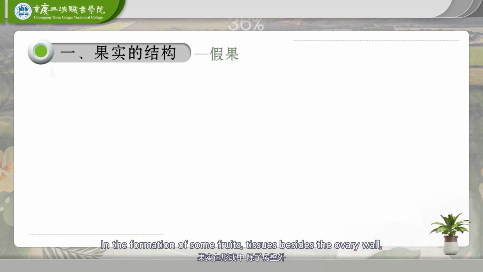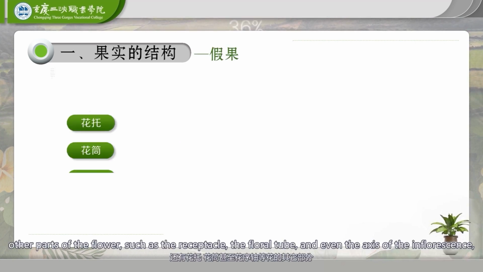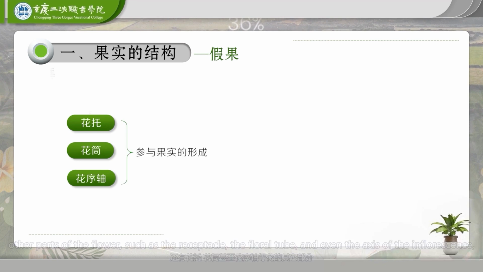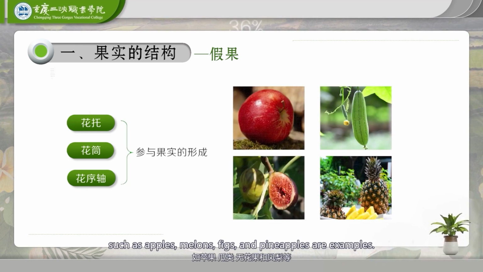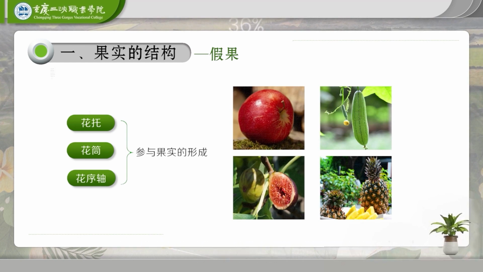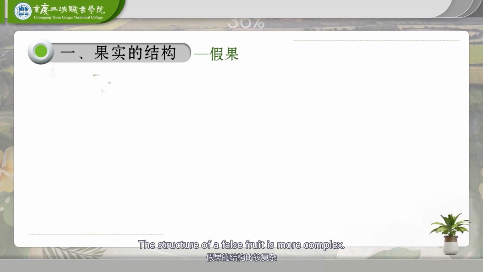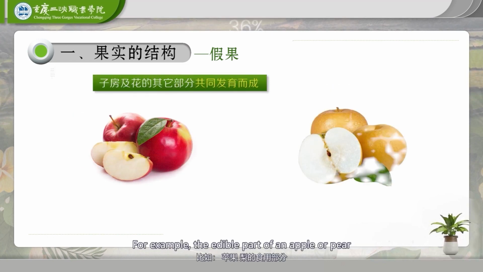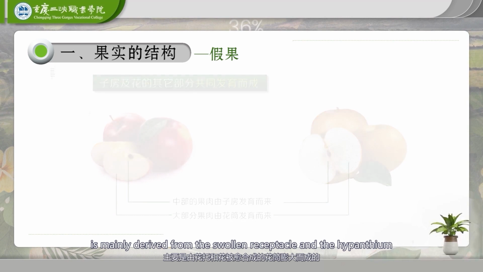In the formation of some fruits, tissues besides the ovary wall, other parts of the flower, such as the receptacle, the floral tube, and even the axis of the inflorescence, also participate in the formation of the fruit. Apples, melons, figs, and pineapples are examples. These fruits are called false fruits. The structure of a false fruit is more complex. For example, the edible part of an apple or pear is mainly derived from the swollen receptacle and the hypanthium.